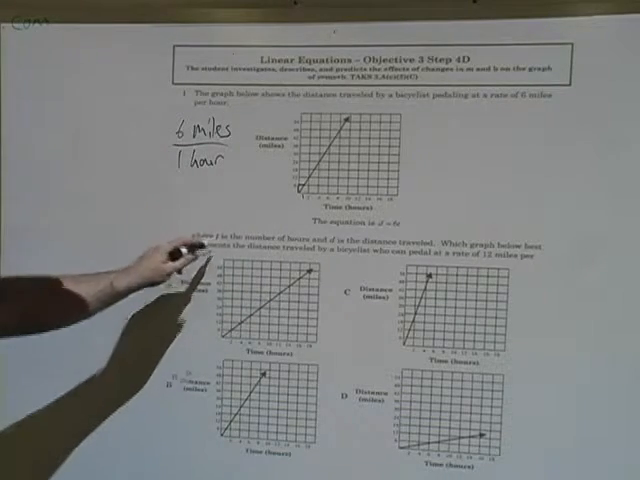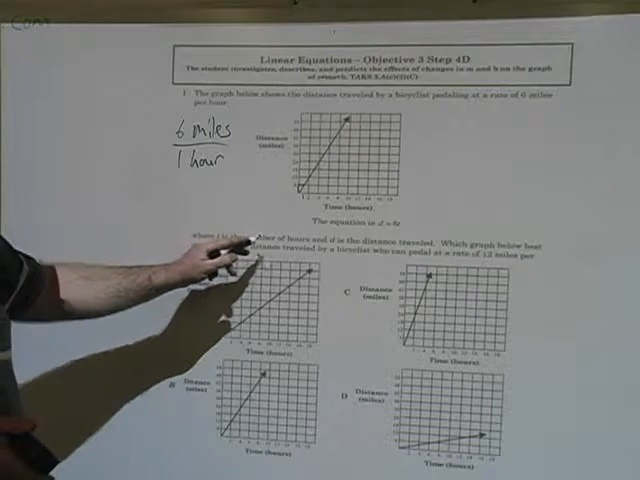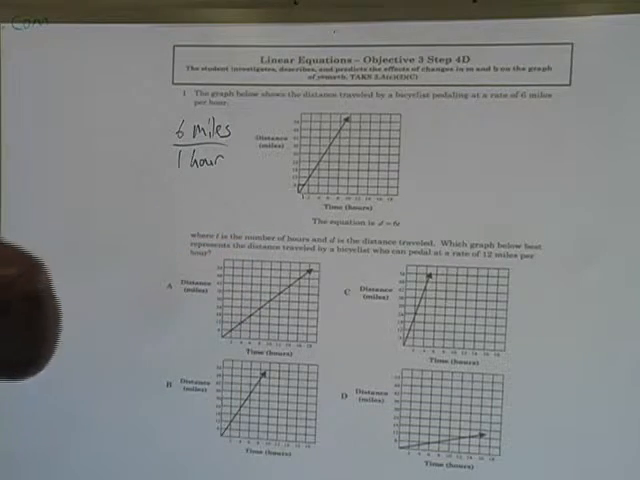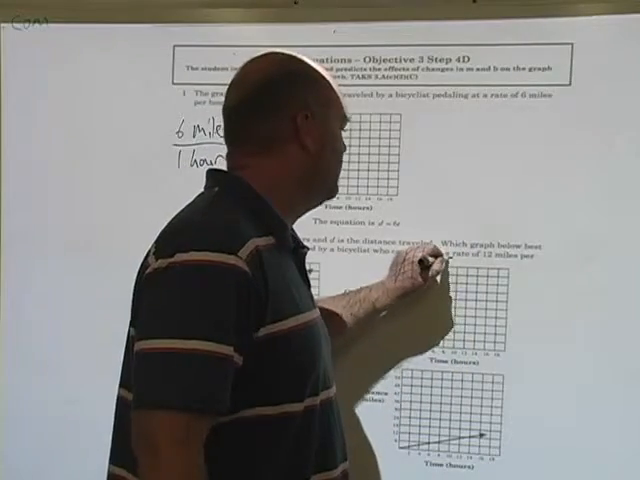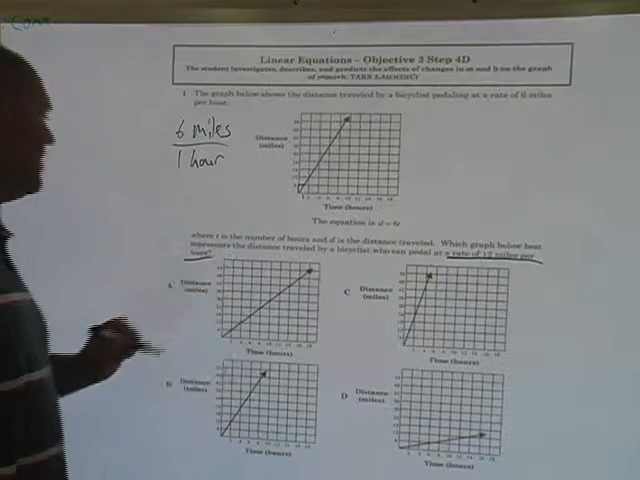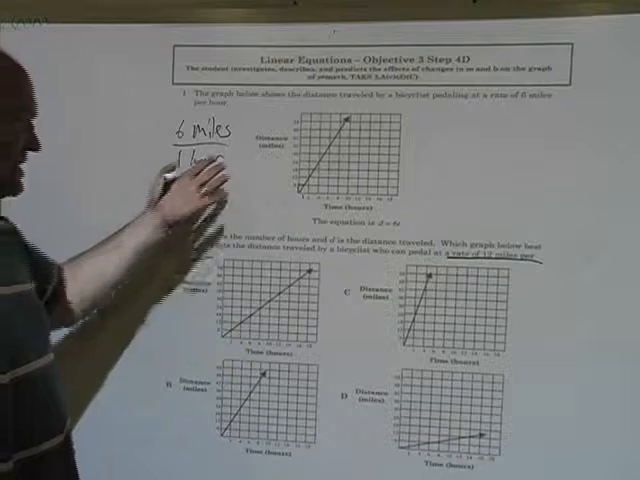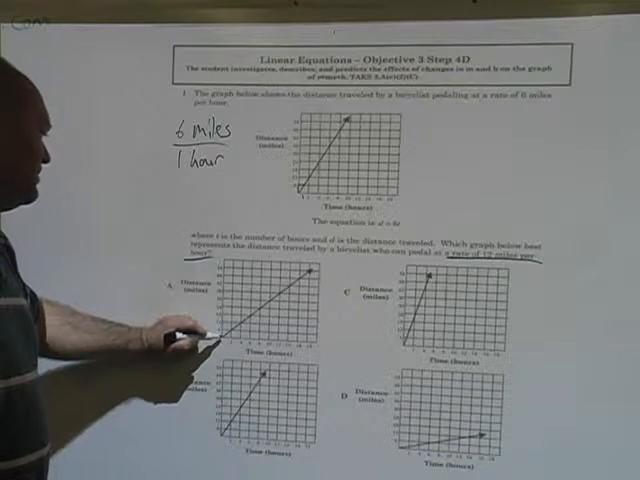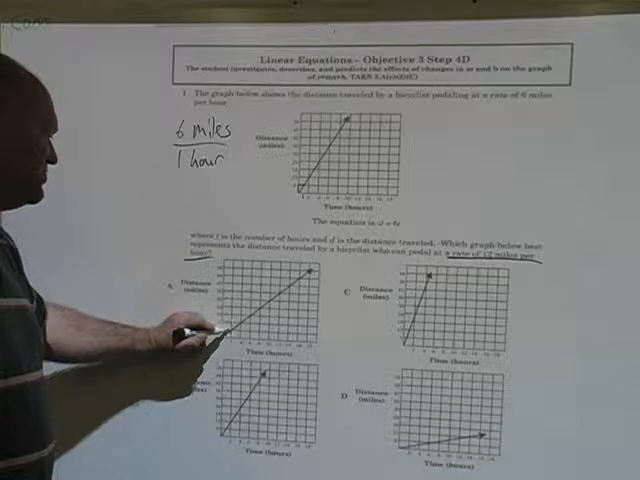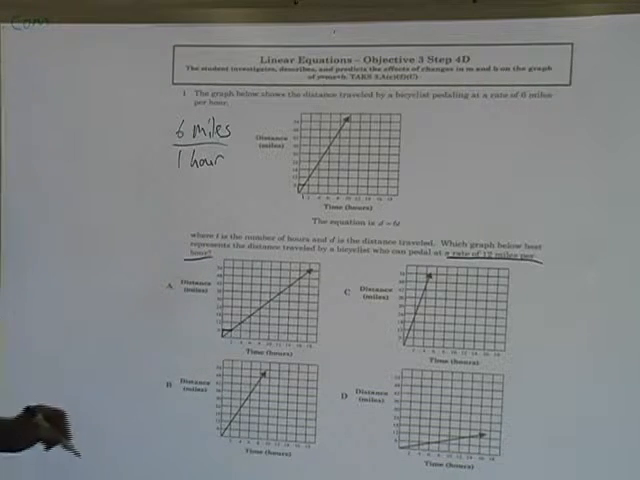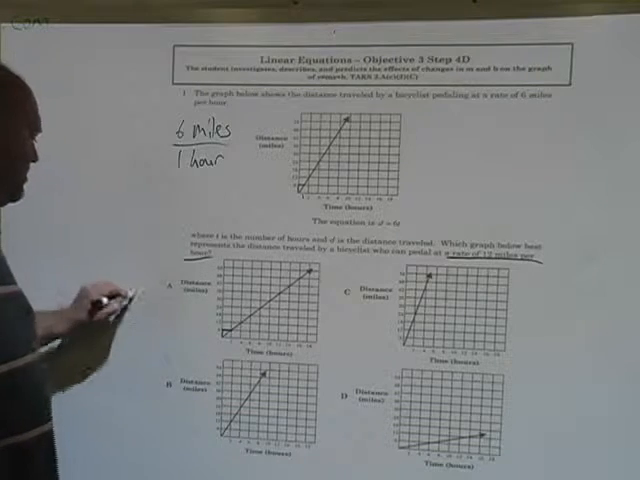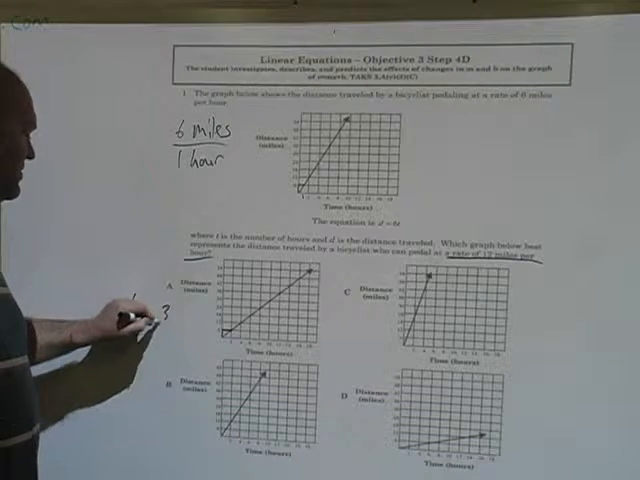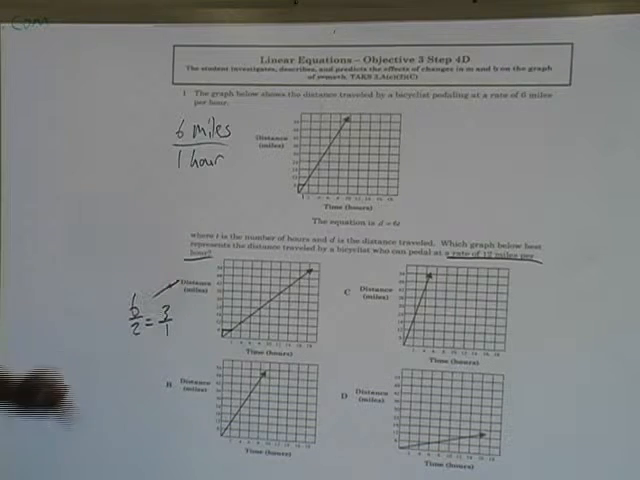Okay. Now down here, we want to find one that represents 12 miles per hour. A rate of 12 miles per hour. So instead of 6, it's going to be 12. This one, they go 6 miles in 2 hours, which would reduce to 3 miles per hour, so that's wrong.